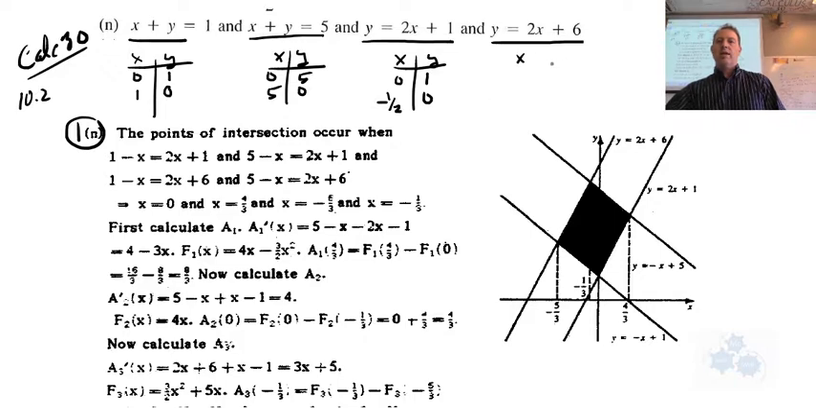Finally, over here, if x is 0, y is 6. And if y is 0, then we have negative 6 over 2, which is negative 3. Now, if you put all that together, you get these lines.